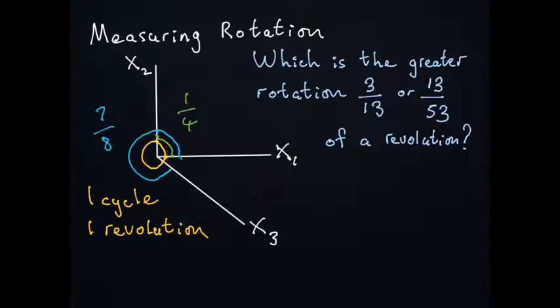Measuring rotation in terms of fractions of a complete cycle soon becomes awkward. For example, which is the greater rotation, 3/13 or 13/53 of a revolution? If we want to quantify or compare rotations, it is far more convenient to measure rotation in terms of degrees or radians.